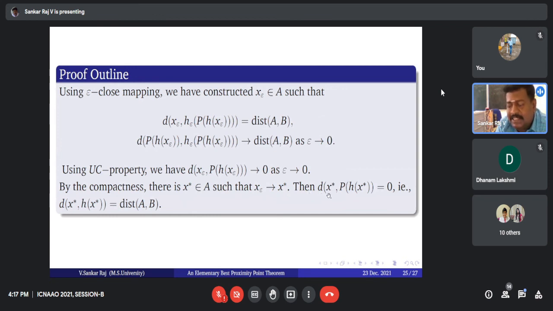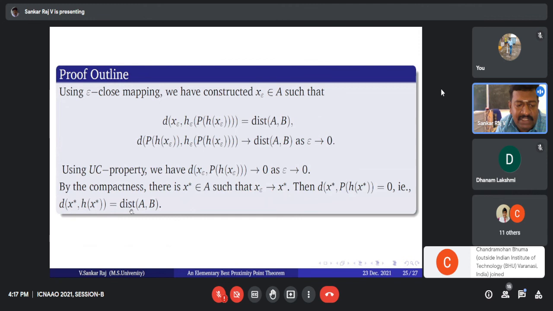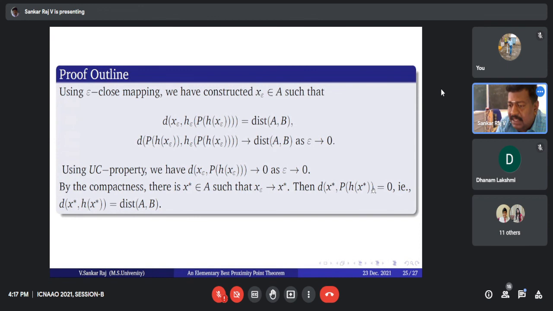Then the distance between X star and P H of X star is equal to zero. That means X star is equal to P of H of X star, and so the distance between X star and H of X star is equal to the distance between A and B. This is how we have generalized the fixed point theorem of a continuous function in a metric space structure to a best proximity point theorem in a metric space structure.